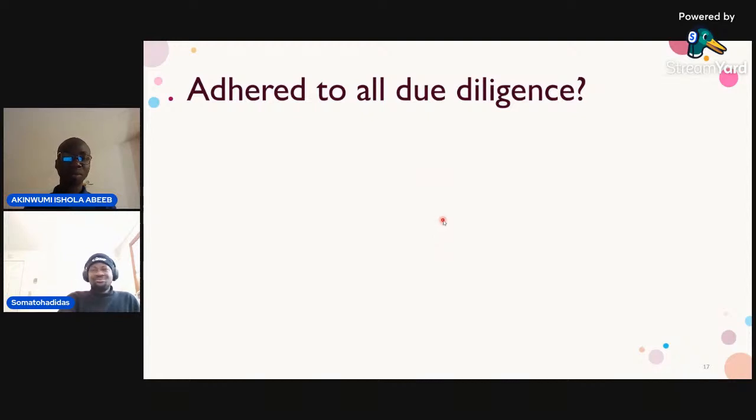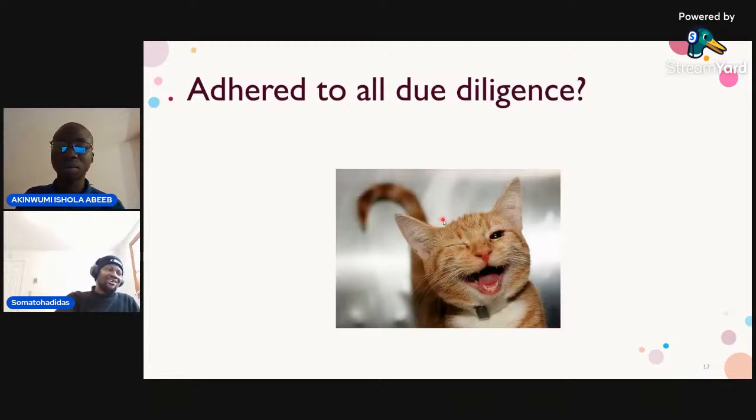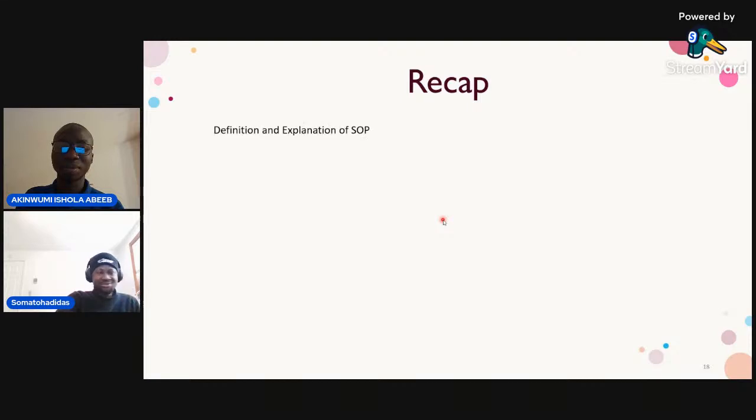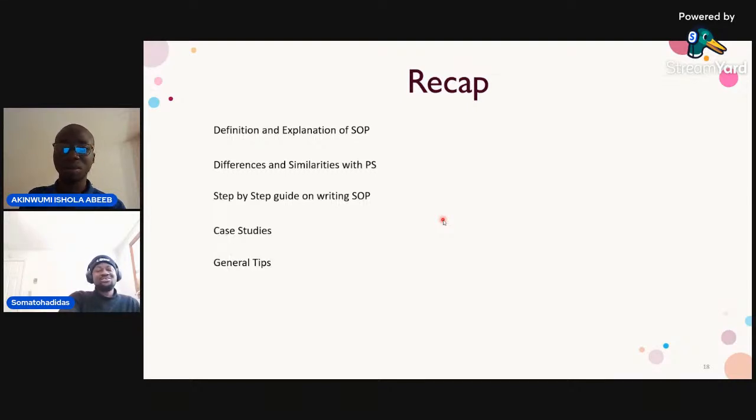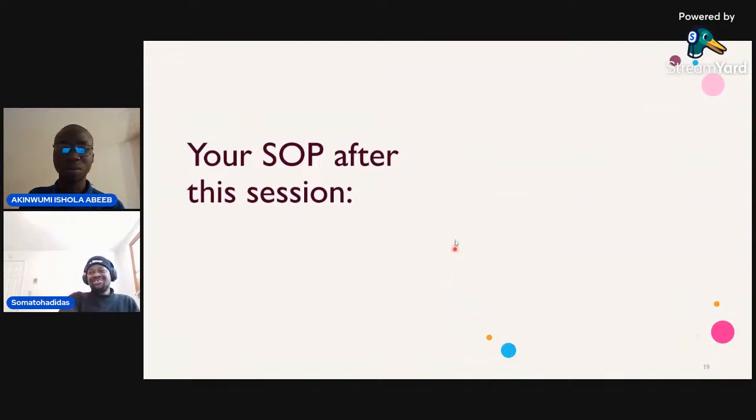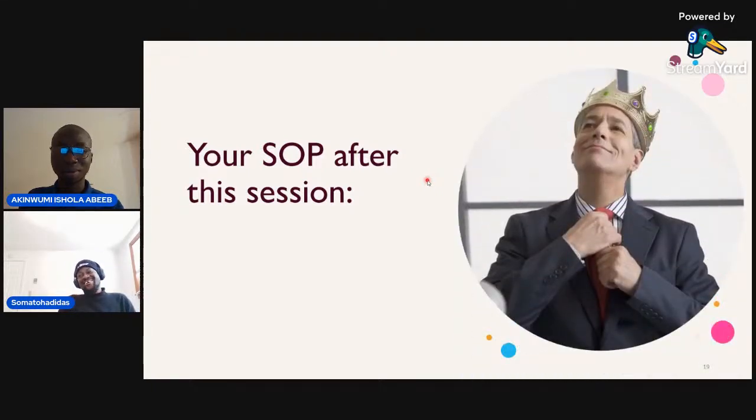So yeah. Have you all adhered to the whole due diligence and what we talked about today? You should be able to do like this at the end, when the decision comes out. So yeah, a brief recap: we did the definition and explanation of SOP, and then talked about the similarities and differences, and then we had some sessions with step by step guides and some case studies, and the dos and don'ts in graduate school application. Yeah, so after this session, I hope you've gained one or two things, and your SOP should look like this at the end of the day.